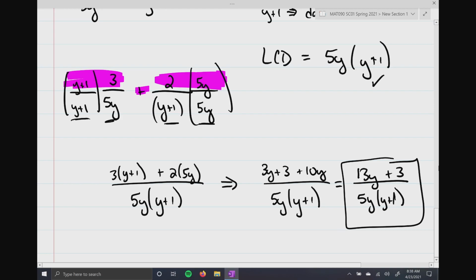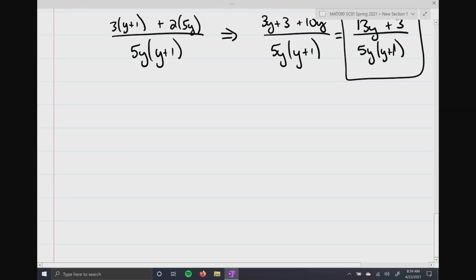I mean, my method, my technique doesn't change. Even though every single problem is different, it's the technique that doesn't change. You factor, you find your LCD, and then you fill in the missing terms. You want to try another one?